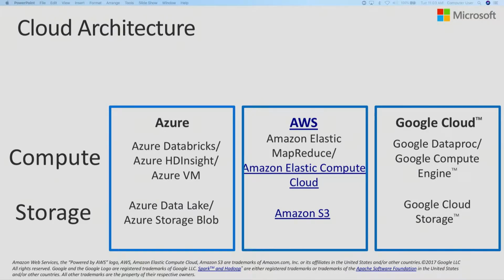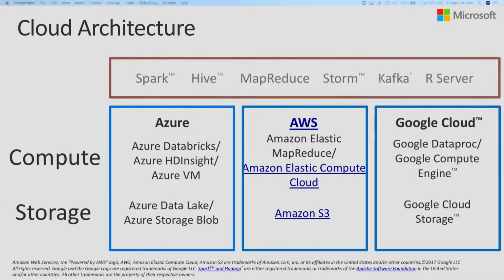And from the storage side, what I'm going to mainly talk about today is remote storage. So notice I don't list any attached disks or anything like that here. I'm mainly talking about Azure Data Lake or Blob Storage or S3 or Google Cloud Storage. And then on top of this compute layer, what we're going to have is a bunch of different workloads running, right? We're going to have Spark, Hive, MapReduce, Storm, Kafka, you name it, right? All these can run on top of our compute layer.